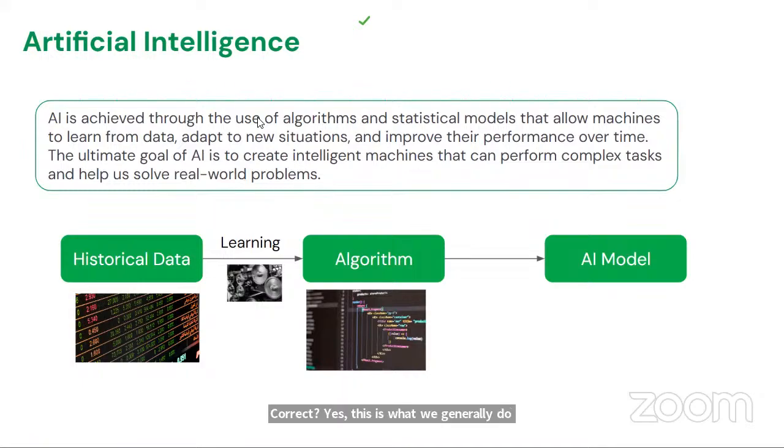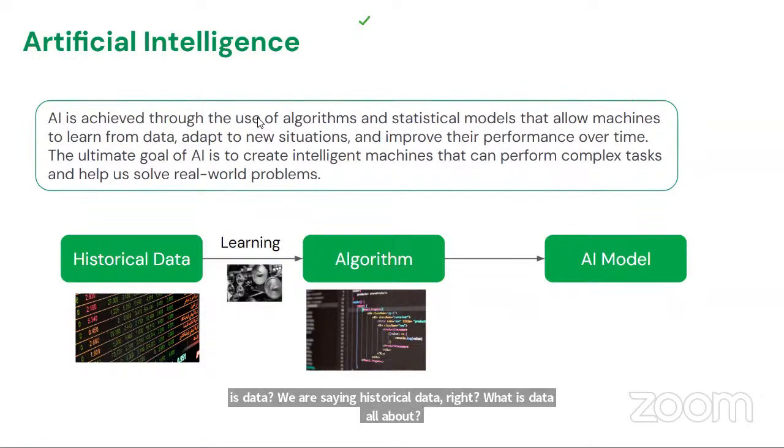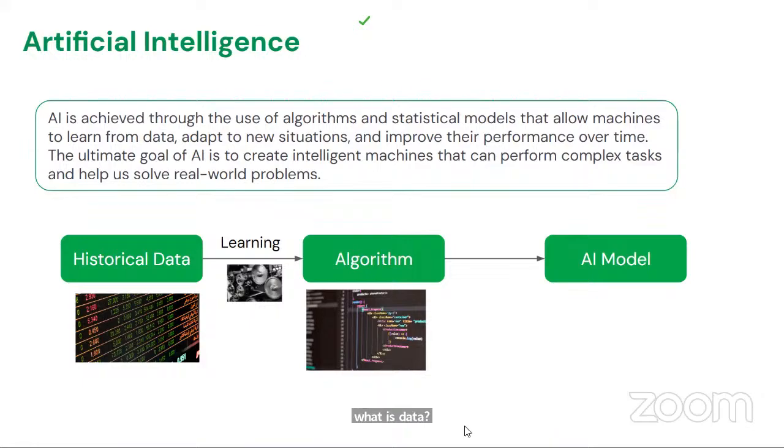Now, first we talk about data, historical data. What is data all about? We can say data is nothing but information, right? How are we feeding the data to the algorithm in general, in your machine learning or deep learning or whatever you are doing right now? Tabular format. Okay, that is one format.